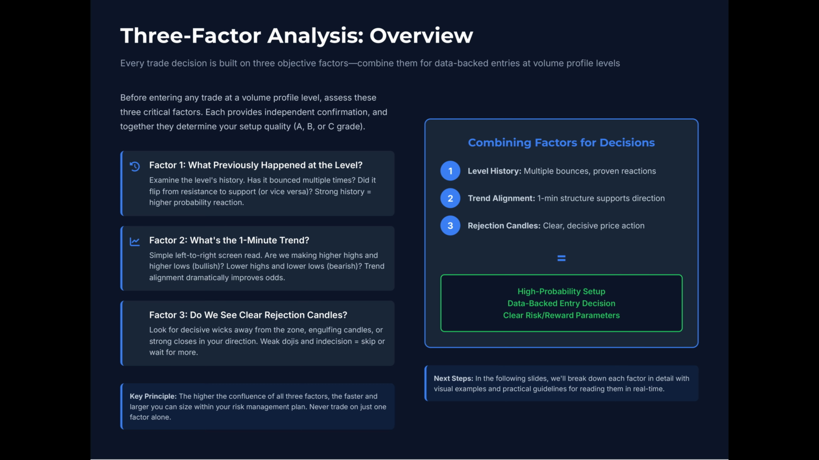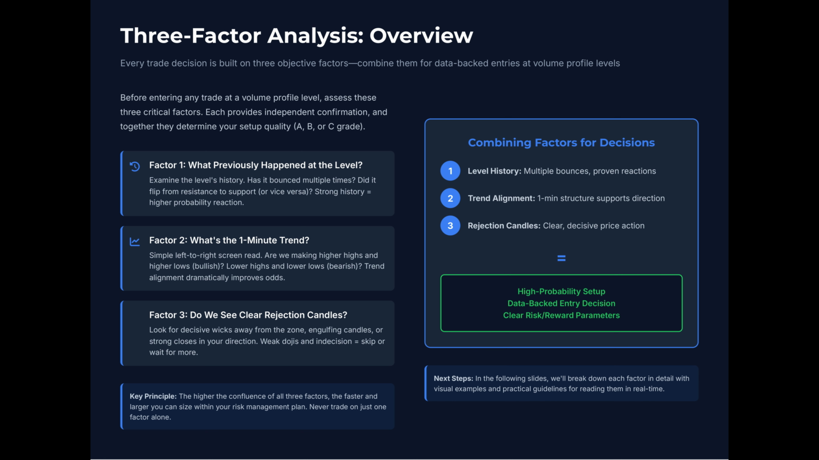Now, over the next 4 slides, we're going to deep dive into each of these 3 factors individually. You'll learn exactly what to look for, how to score each factor, and how to avoid the common mistakes that sabotage traders who lack this framework. But before we move forward, I want you to internalize this mindset shift. Every trade decision is a 3-factor evaluation. No exceptions, no shortcuts. If you can't score all 3 factors objectively, you don't have a trade, you have a gamble. This discipline separates professional volume profile traders from amateurs who chase every level touch and wonder why their accounts bleed slowly over time.